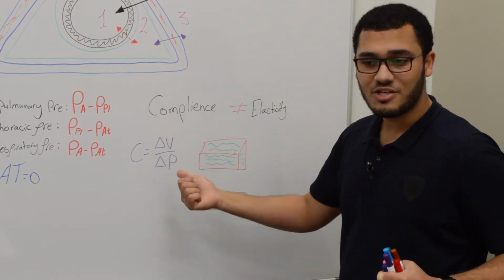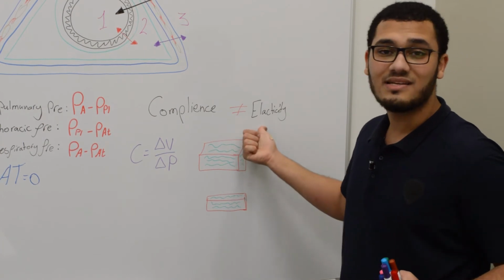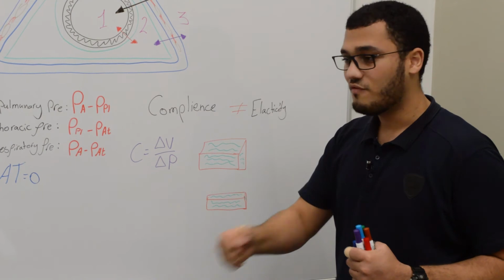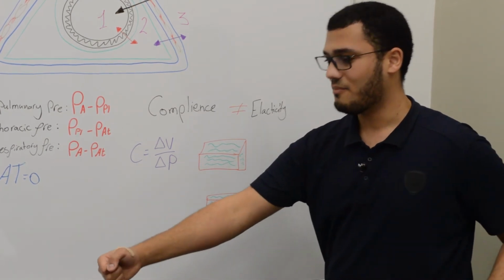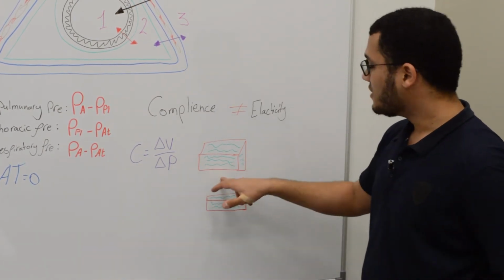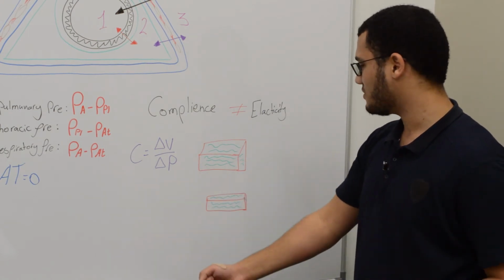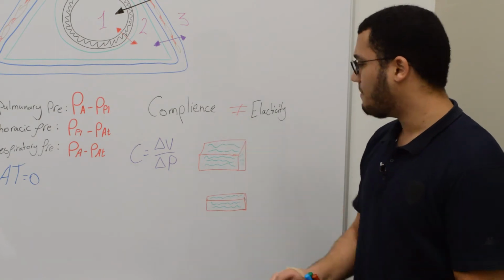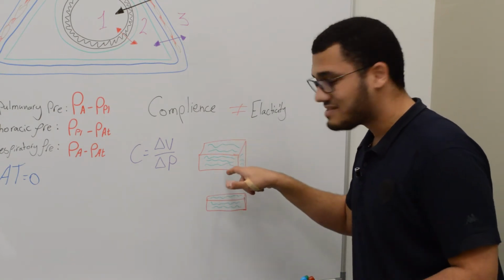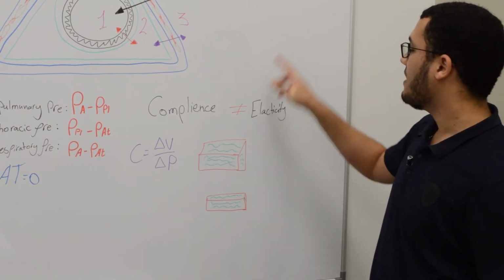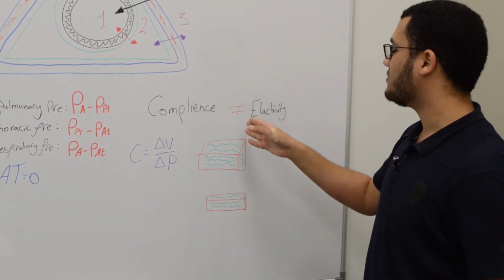The compliance definition: we said already the elasticity is the resistance to deformation. The compliance definition is the stretchability of the tissue. The more it's stretched, the more it's compliant. So this piece of elastic fiber will not be able to stretch as much as we want, so it will recoil back very hard. That means this is more elastic, less compliant. Actually, both of them are not equal to each other. Both of them are opposite to each other.